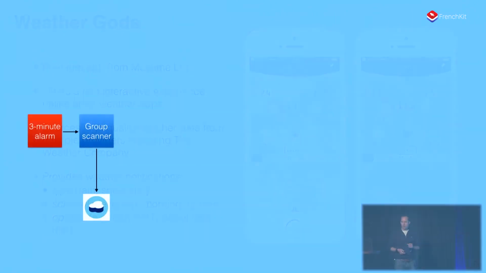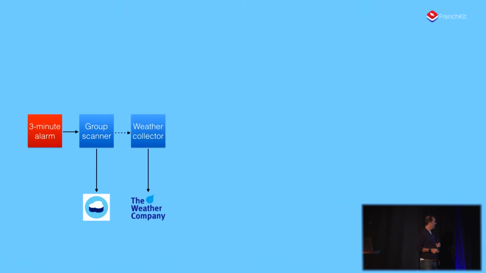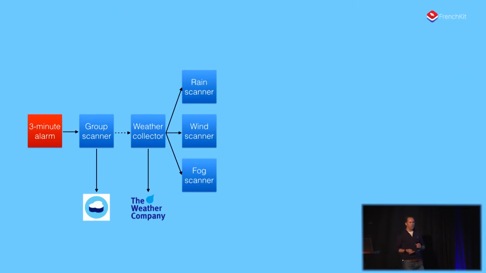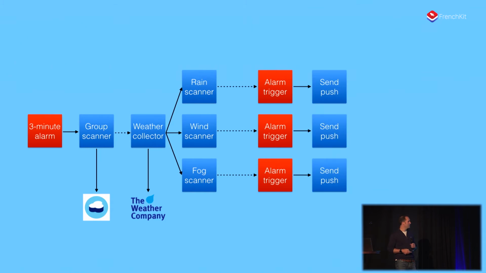Now, the way this works is on their back end, there's a 3-minute alarm that runs, and that alarm selects a number of users from a group, and it then does a query against weather data from the weather company. So it grabs a whole bunch of data for locations that people are interested in, and it checks for types of weather like rain and wind and fog. And when it identifies that those events are happening or about to happen in an area of interest, it sends out some alarm triggers, and those alarm triggers result in doing push notifications down to the client.